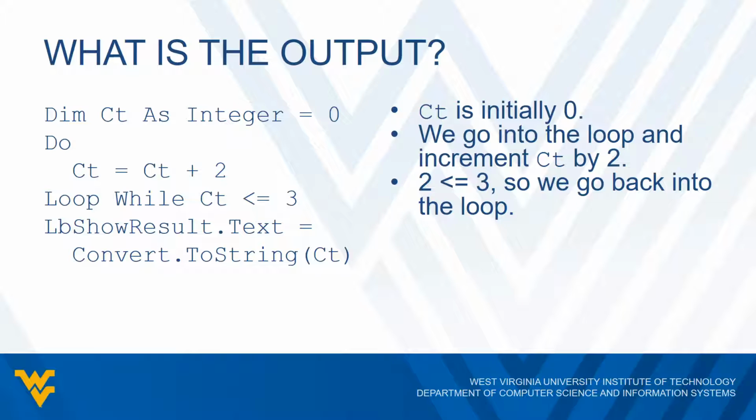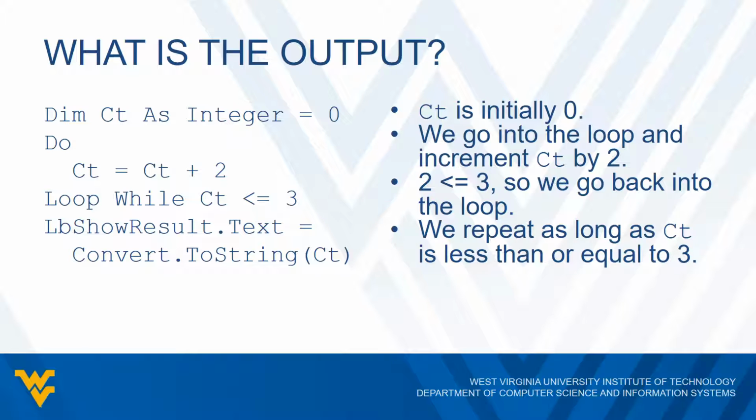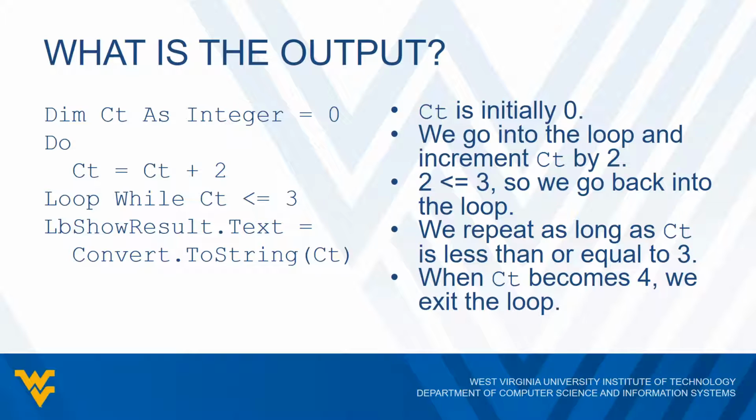So notice that we're going to keep repeating this as long as CT is less than or equal to 3, but the second time we go into the body, CT becomes 4. So when that happens, we find that 4 is not less than or equal to 3. That's false, so we're going to exit the loop, and our output is going to end up being 4.